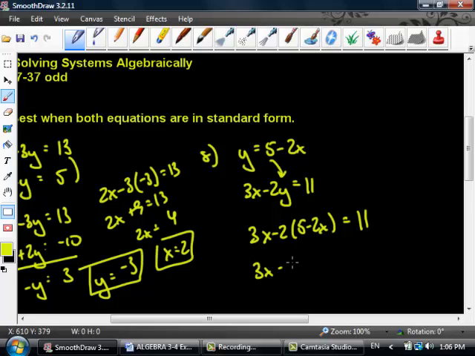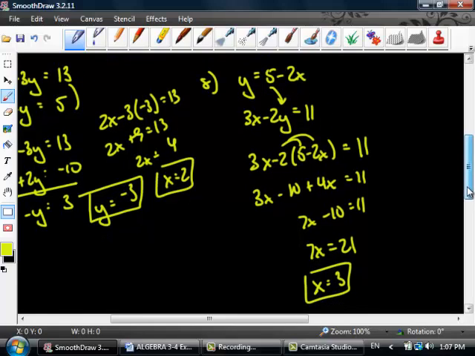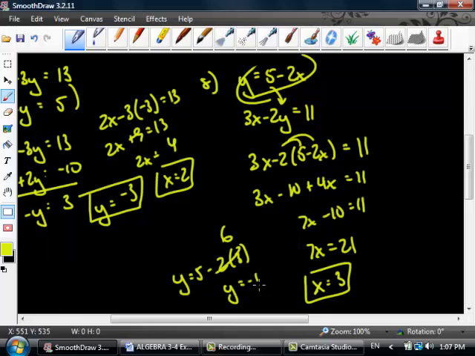It's got 3x minus 10 plus 4x equals 11. 7x minus 10 equals 11. 7x equals 21. X equals 3. I'm going to plug this into the top equation here. So I'm going to get y equals 5 minus 2 times 3. That's 6. 5 minus 6, y equals negative 1. Raise your hands if you agree with those two answers. Okay, good.